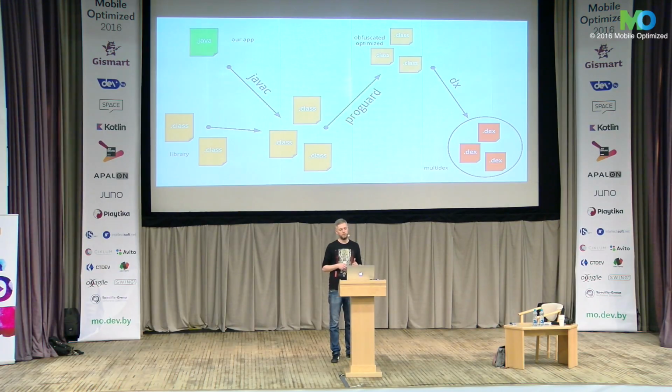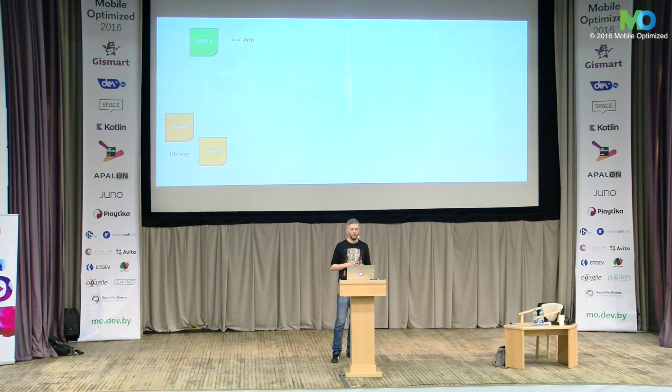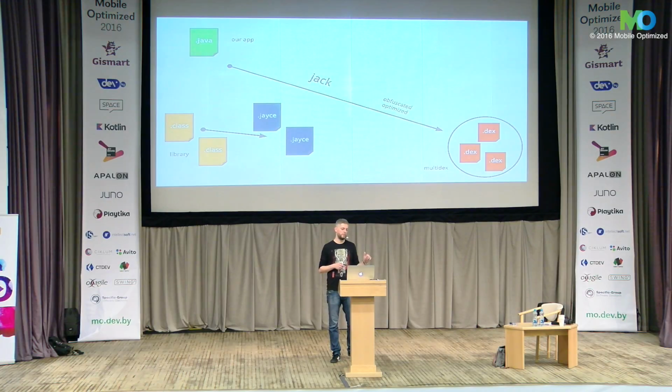And now how it's different with Jack and Jill. So we still have source code. So we still have our library in, let's say, .class form, and then suddenly there is magic happening. Our code goes straight from Java into multi-dexed, obfuscated, optimized code thanks to Jack. And of course, this external library is being converted into an intermediate representation called Jayce by Jill, and then this Jayce is added to the compilation project to Jack, so when Jack is converting Java, it is also taking those Jayce files and at the end is outputting a dex file.